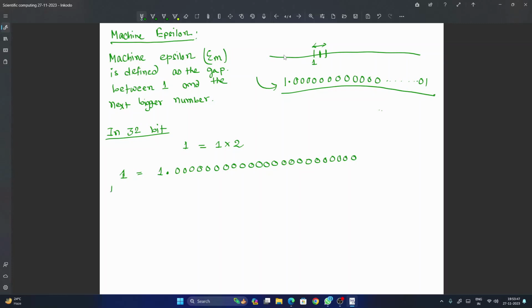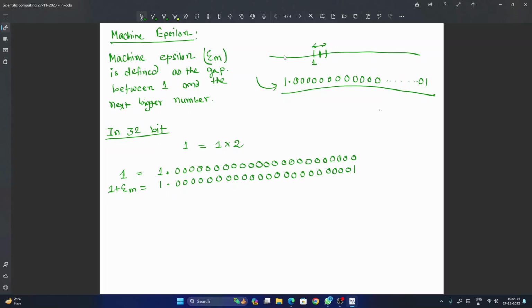And what is the next number just after that? That means 1 plus epsilon m is the next number, just after the 1. And what is the number? It will be 1.00, so the same number of zeros will be there, and after that, at the end, you will get 1. Is it clear?